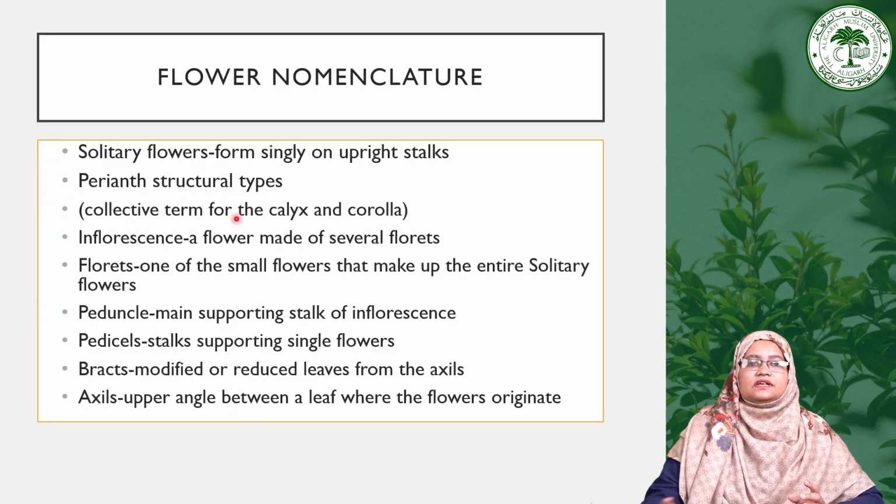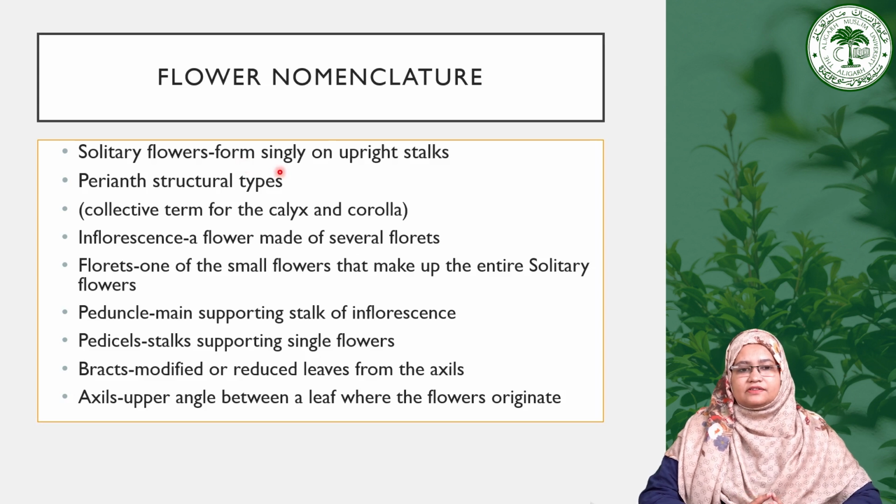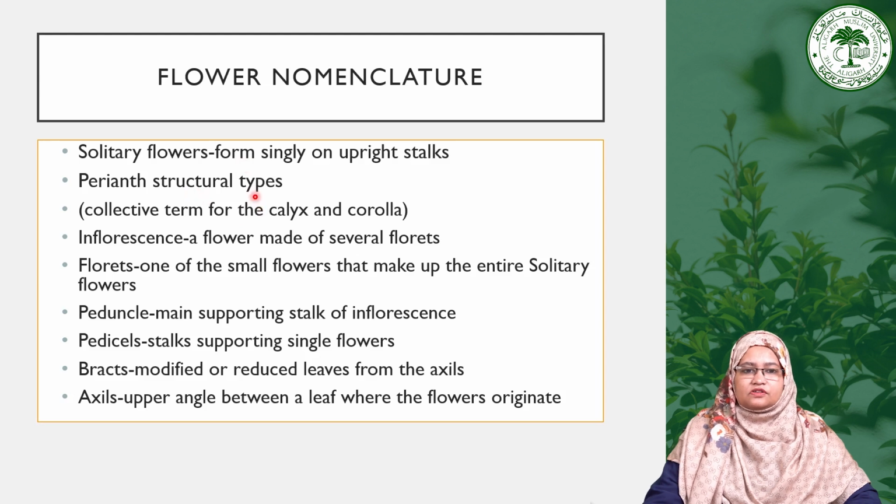If we see the nomenclature of a flower, a flower may be a solitary flower, as we have discussed earlier, that forms singly on an upright stalk. Then it is called a solitary flower. Then the flower has a perianth, which is the structural accessory organs of the flower, the collective term used for the calyx and corolla.